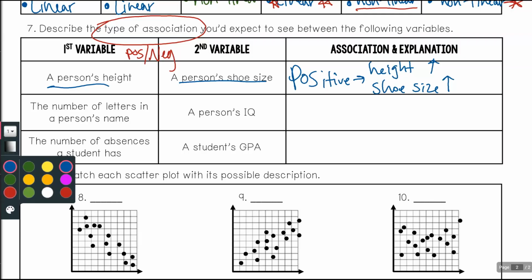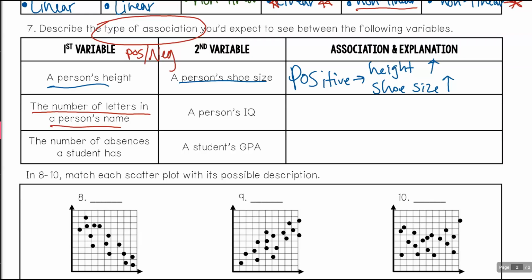Okay? Person's IQ and the number of letters in a person's name. Okay? So let's think about this. My name's Cam, right? A lot of people call me Cam or Cameron, but that's a short name, right? That doesn't necessarily mean that I am not as smart or that I am smarter. There's really no association with this one, okay?